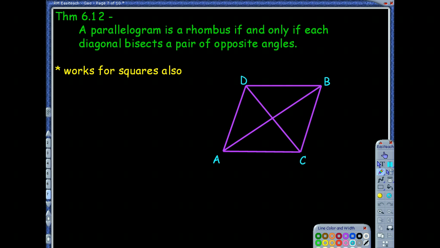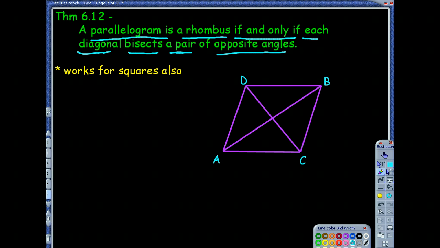Okay, so this next one says, again, we have a parallelogram is a rhombus if and only if the diagonals bisect a pair of opposite angles. Okay, so we're talking about a parallelogram being a rhombus. That's, again, talking about this idea of a rhombus. If and only if, another biconditional, each diagonal, so we're looking at each one individually, bisects the pair of opposite angles.